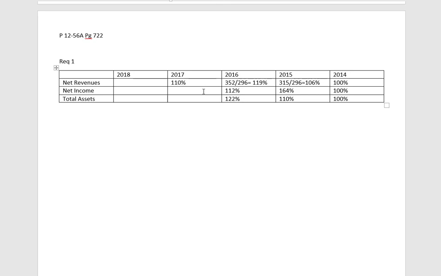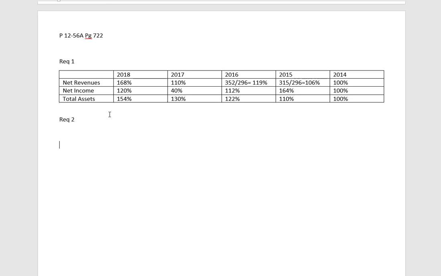So if you do the math, this is what you should be getting. So again, trend percentages, it's all relative to the base year. And in this case, they told us the base year is 2014. Okay, so hopefully that's pretty straightforward.